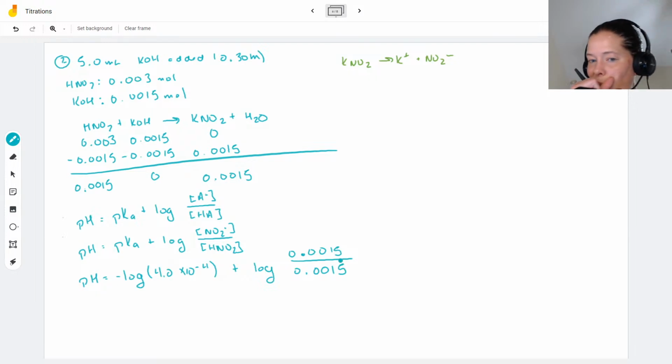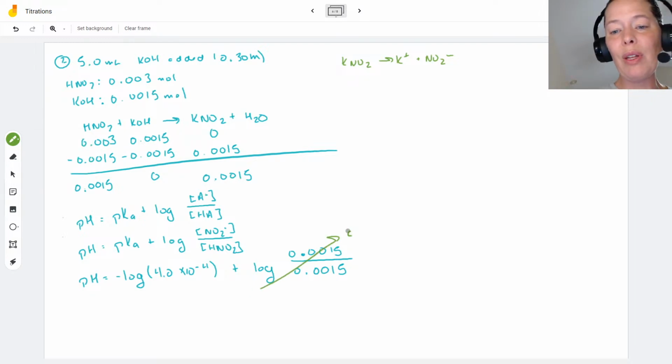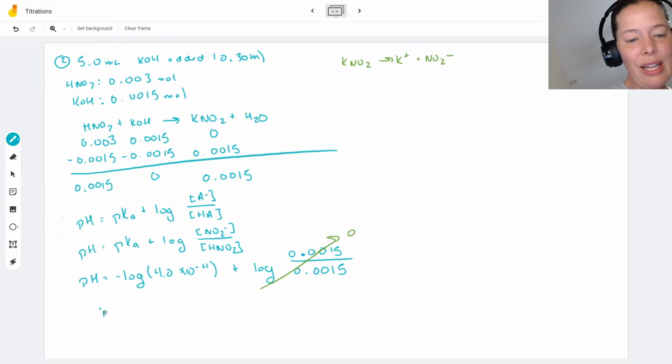And we get something really cool here. So you can see that my ratio of conjugate base over weak acid is going to equal 1. Well, the log of 1 is 0, so this whole term goes away. Makes it really easy, right? So then I just have pH equals my pKa. So I just have to do the negative log of 4 times 10 to the negative fourth, and I've got my pH. And I did that calculation, and my pH is 3.40.